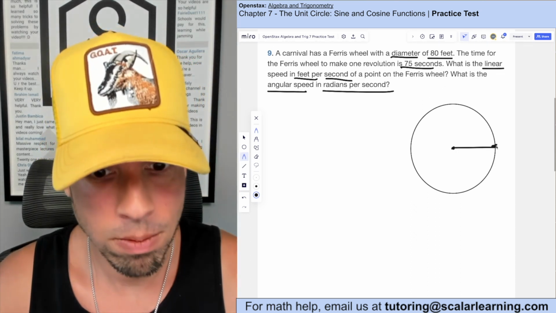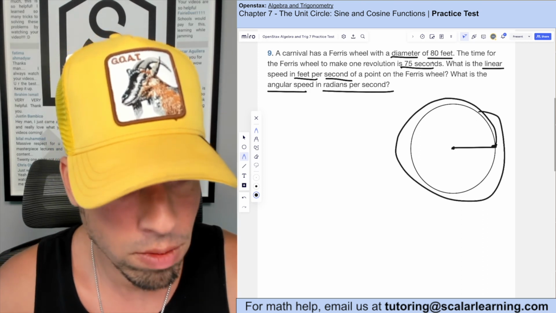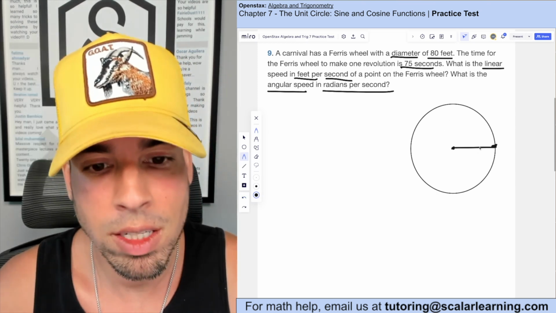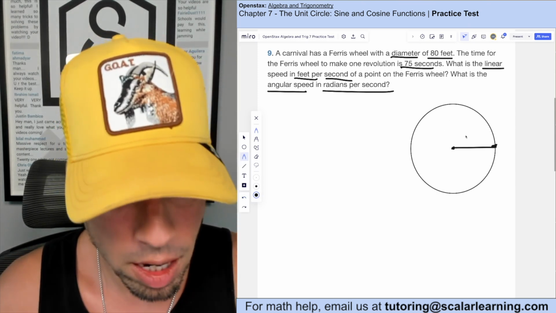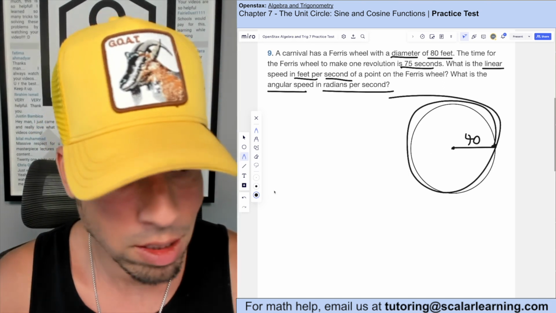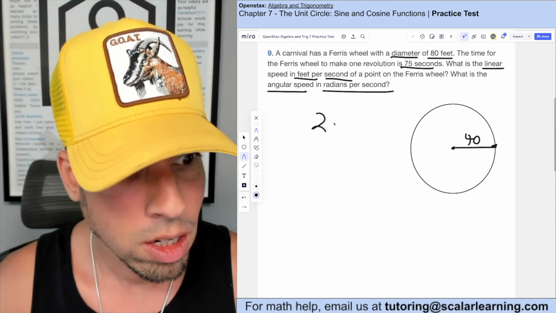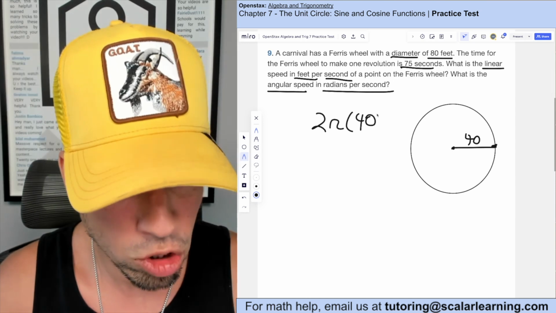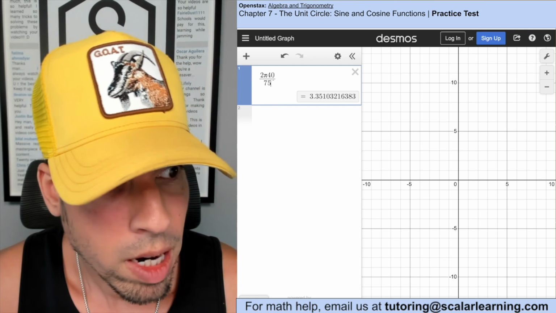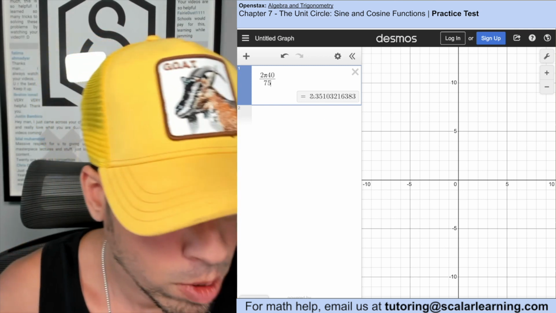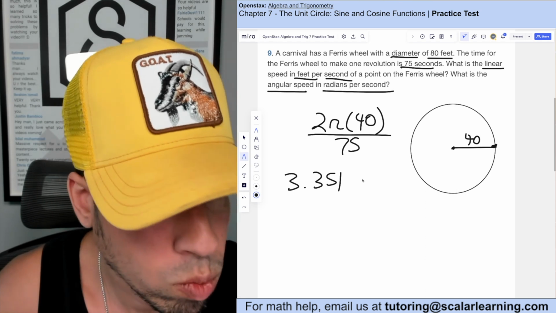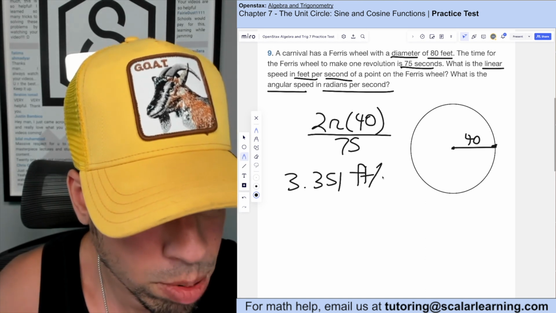We're trying to get the full distance going around divided by 75, right? Because that's how long it takes to make one revolution. So how do I get that distance? Well, if the diameter is 80, that means the radius is 40. So now we have to get the circumference. That's the distance going around. And circumference is 2 times pi times radius, which is 40. And then we have to take this and divide by 75. So here we get 2 pi times 40 divided by 75 for the linear speed, which is 3.351, and that is in feet per second.